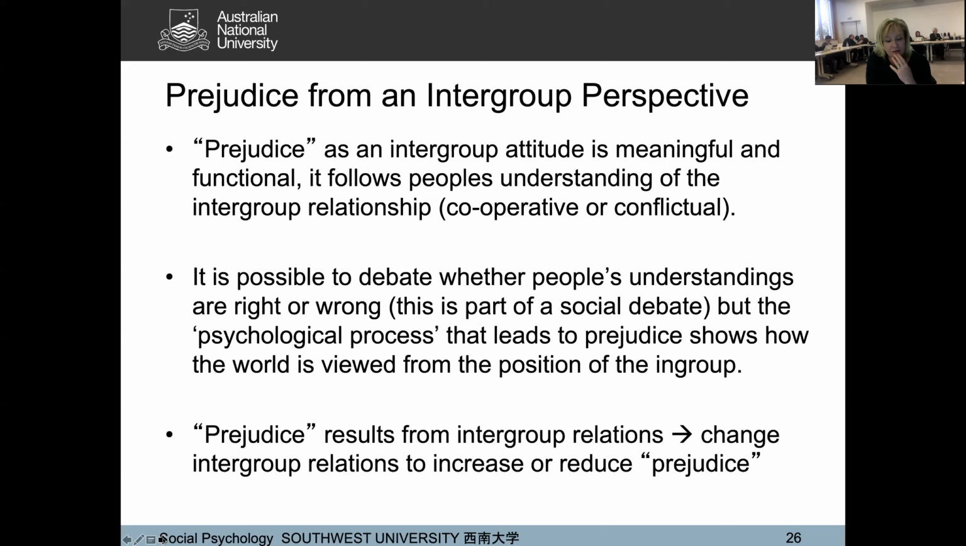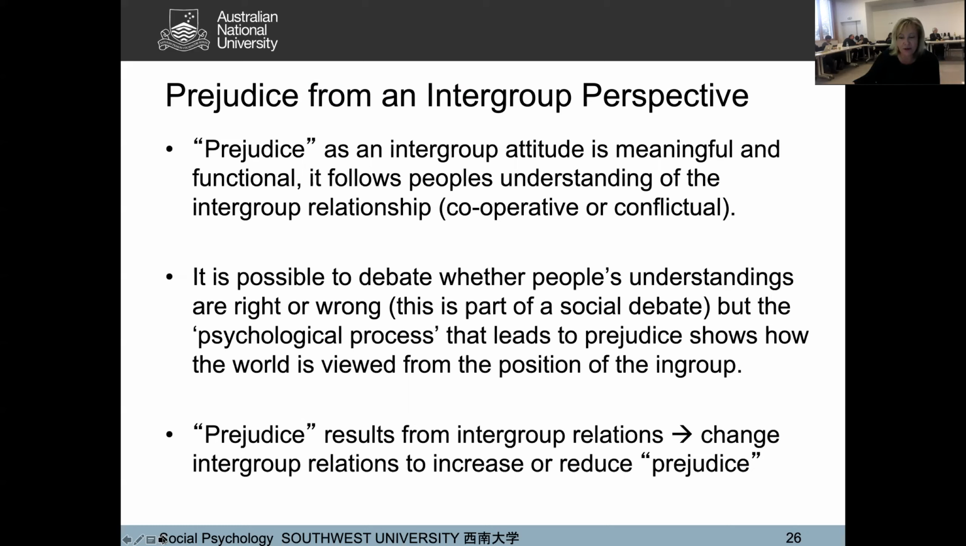There are some interesting ideas here that we might debate whether people's views are right or wrong. That can be part of social debate. But when it comes to the psychological process that leads to prejudice, it's showing us that people view the world from the position of their own in-group. So although we can say that someone's views are right or wrong, we can also see the psychology is that people are actually seeing the world from the perspective of their own in-group. And so in a way, that perspective is meaningful in helping people understand events in the world around them.